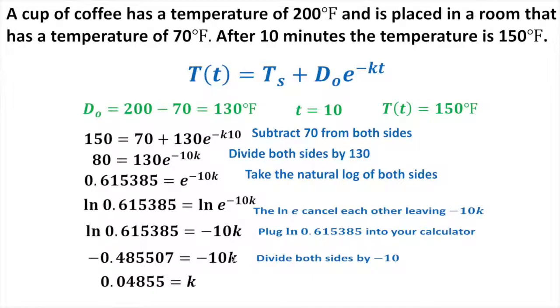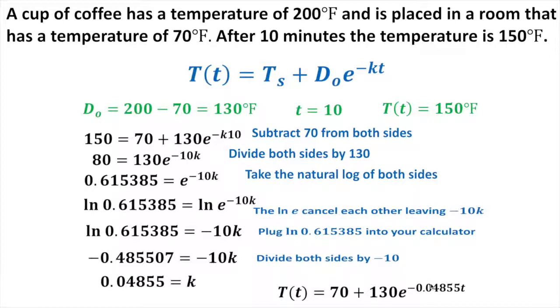Well, this is helpful. Now that I identify what my k value is, I can come up with this equation here, this function, and I can leave t as the unknown, which is what we're trying to do. So I plug in everything that I know. 70, I know that's the surrounding temperature. 130 is the difference between the surrounding temperature and the initial temperature of whatever the object is. e raised to the negative k. Now notice up here, I got my answer for k and it's positive, but we have the negative up here, so that's where the negative is coming in. Negative 0.04855 t. This is my function. This will tell me what my coffee will be after any amount of minutes.